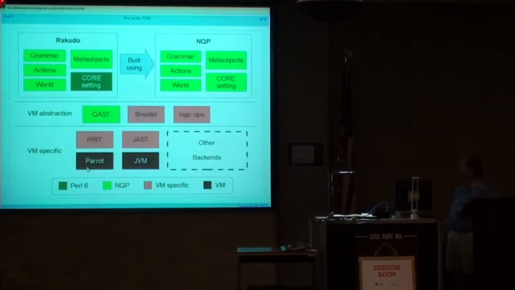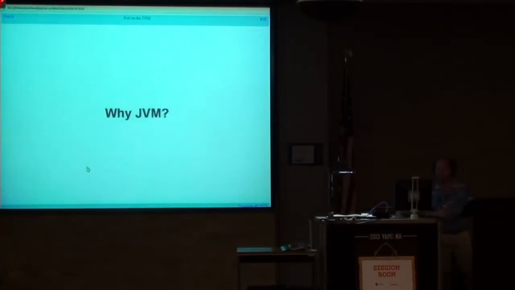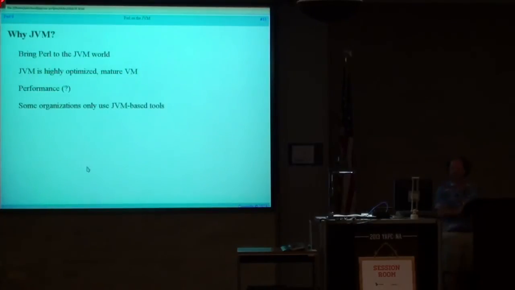Okay. And then we would be able to run on the JVM, and as other backends come up, we would be able to do those as well. So why pick the JVM of all of the other ones? All right. So of course the first one, the one that Obra kind of challenged me with, or mentioned to me way back in 2009, was to bring Perl to the JVM world, to actually have Perl exist on the JVM.